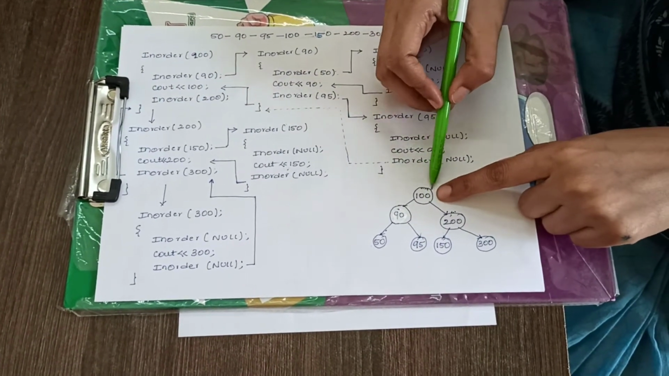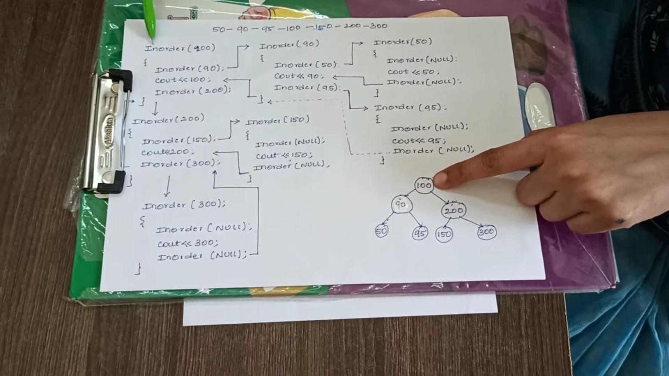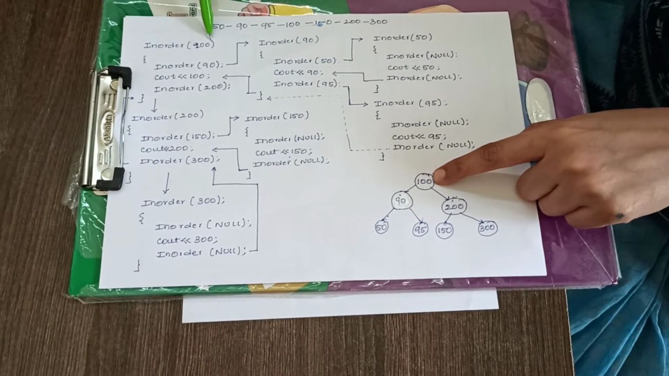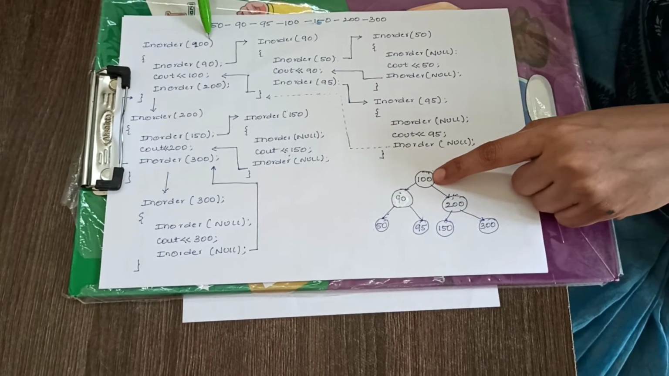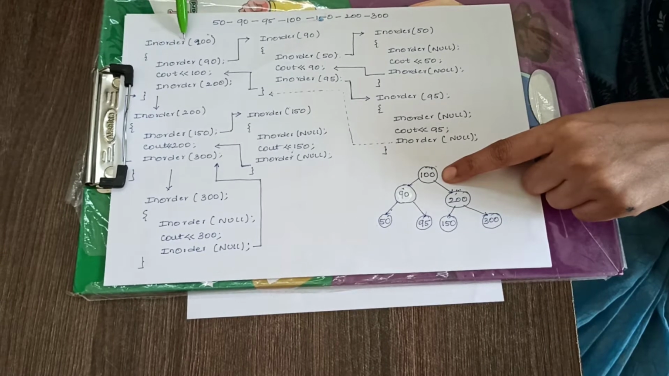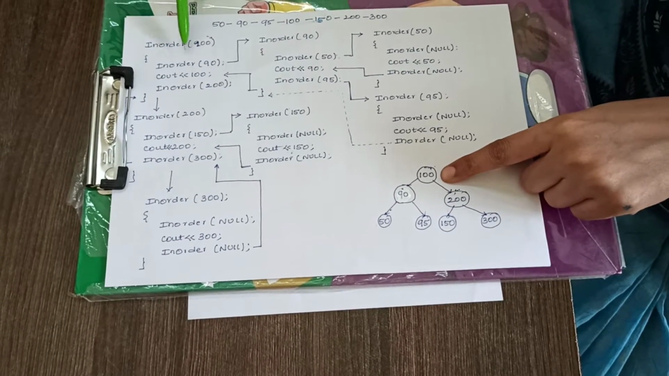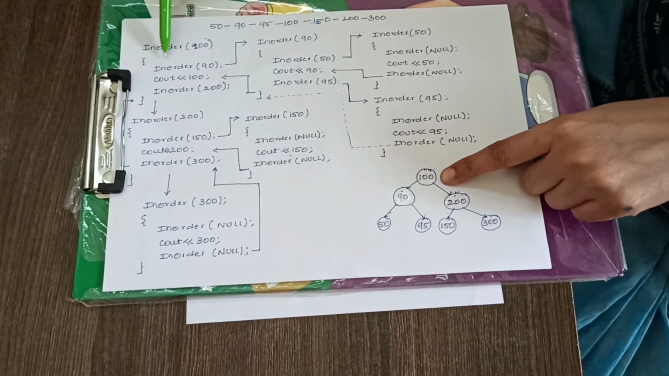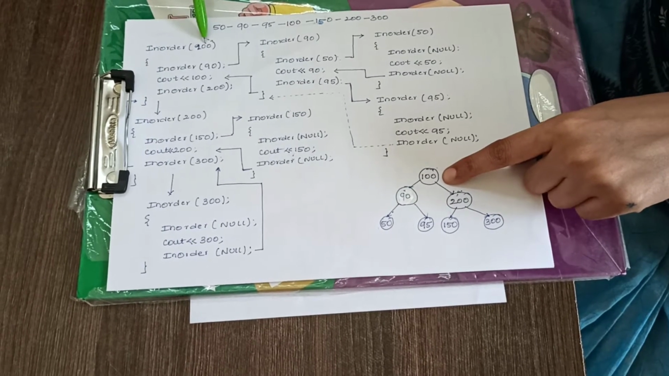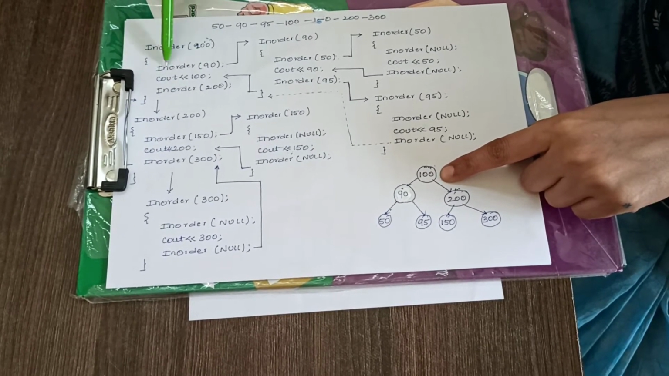When I pass 100, how is the function constructed? Inorder of root node is 100. Firstly the root node must be passed, that is one time. So when I pass Inorder of 100, this will be executed. Here the root node is not equal to null; the root node is 100. It is not null, so these statements will be executed.